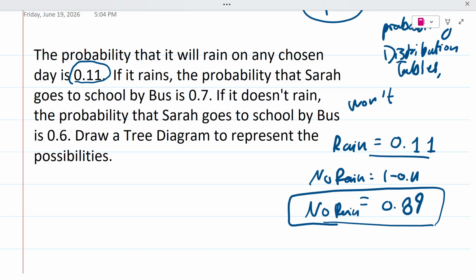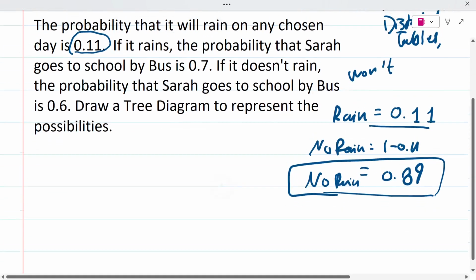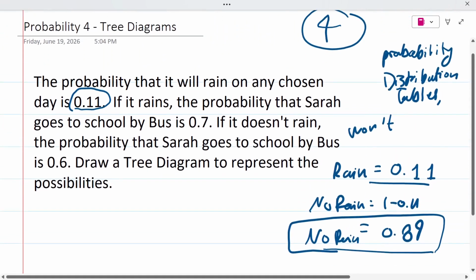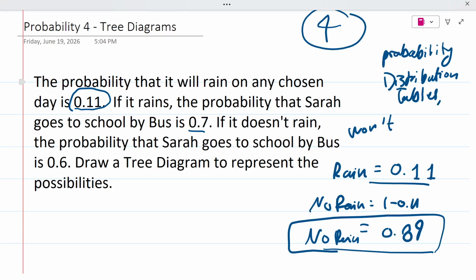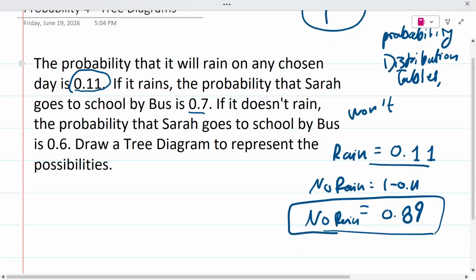Now look, if it rains, the probability that Sarah, yes, I like this name, I'm not going to tell you why, the probability that Sarah goes to school by bus is 0.7. If it doesn't rain, the probability that Sarah goes to school by bus is 0.6. Now, all that we have got to do is draw a tree diagram to represent the possibilities, right?